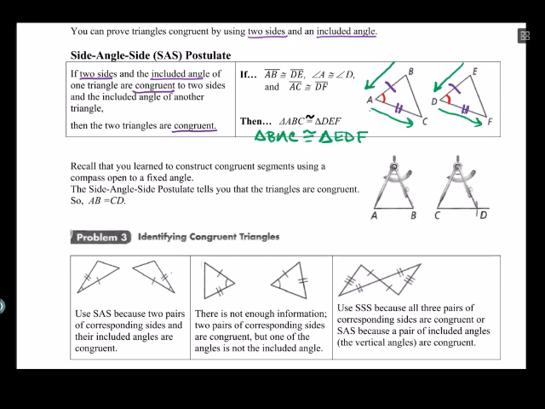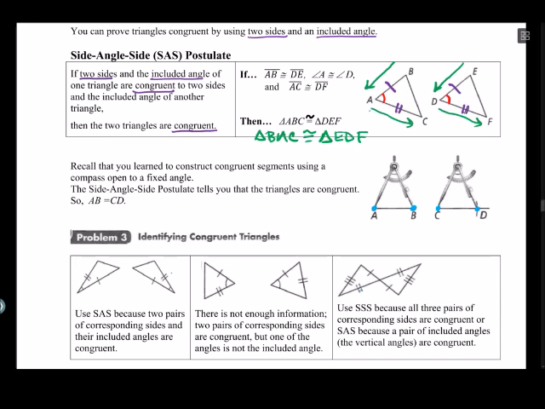A neat little side note here. Do you remember when we were using our compasses to construct congruent segments? We used our compass, a measuring device, to measure the distance from point A to point B. And then we came over onto another line and we measured that distance again, and we said our distances are congruent. Now, if we look at this, why can we say that those two lengths are the same?